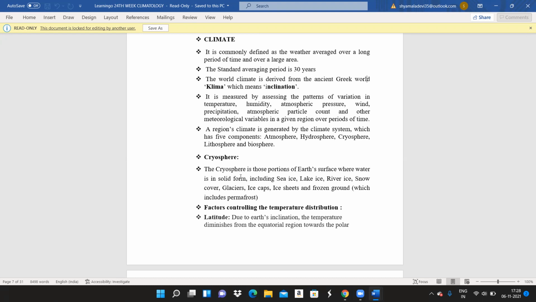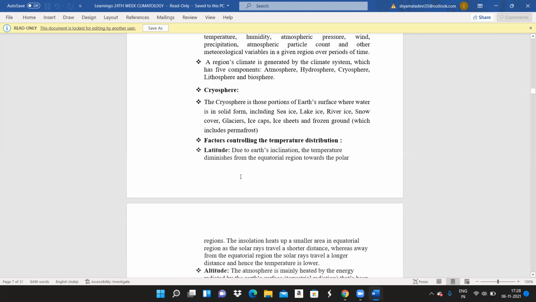So what are the factors that control the temperature distribution? First is latitude. Now, in your 6th class, you must have learned about the latitudes and the longitudes. The places which are located on the same latitude will experience more or less the same temperature. The places which are located in different latitudes will have different temperatures. This is the basic rule you have to understand. So the first one is latitude.